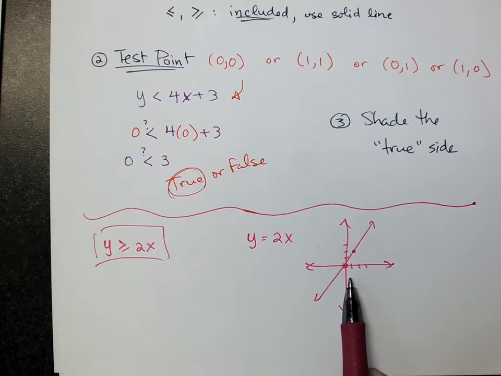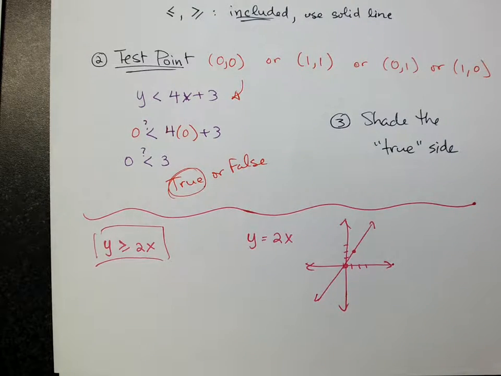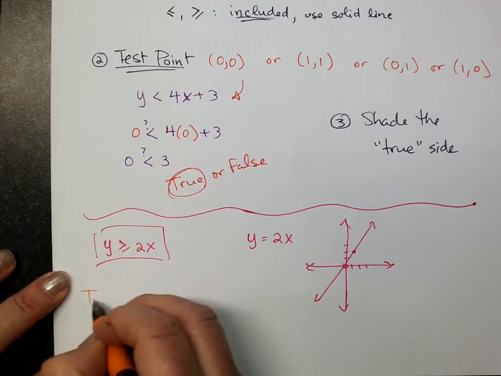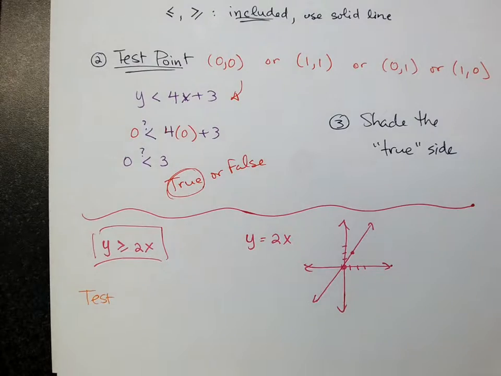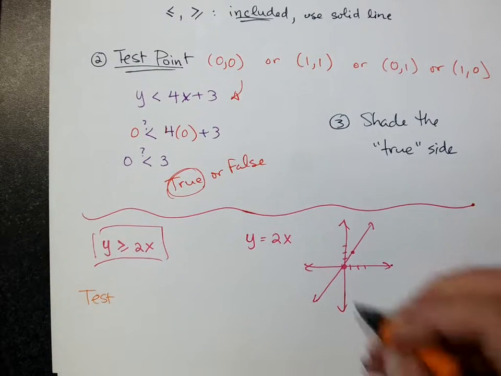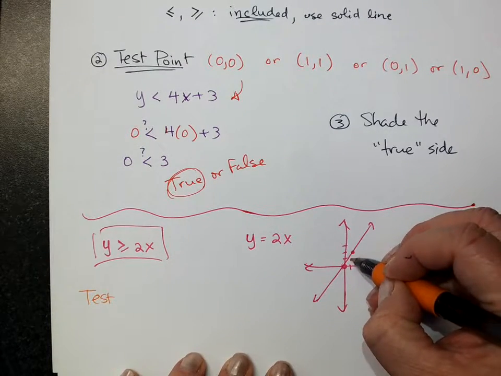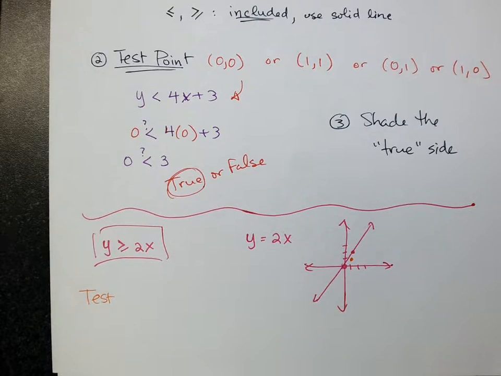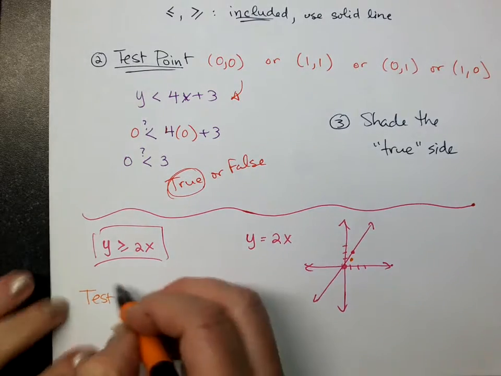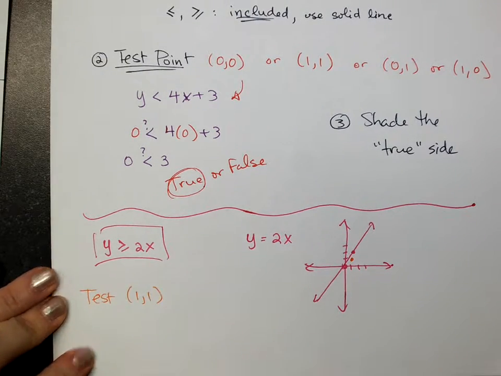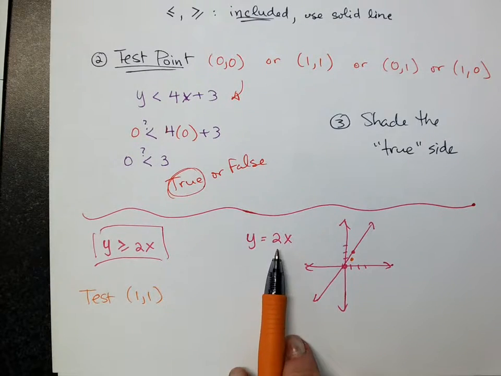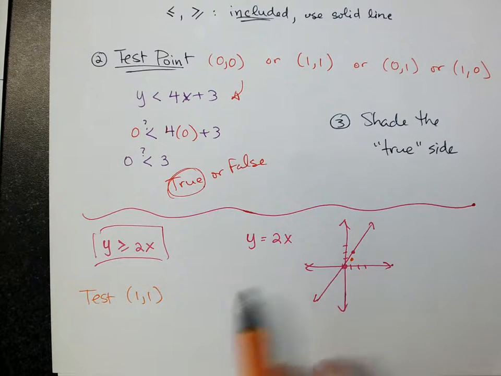And because it goes through the origin, my test point cannot be 0, 0. So maybe I'll use 1, 1. Yeah, 1, 1 is not on the line. It's close to it, but it's not on it. So I'm going to go ahead and use 1, 1. Like I said, as long as your slope isn't 1, then 1, 1 will work. If your slope is 1, then you have to choose something different.